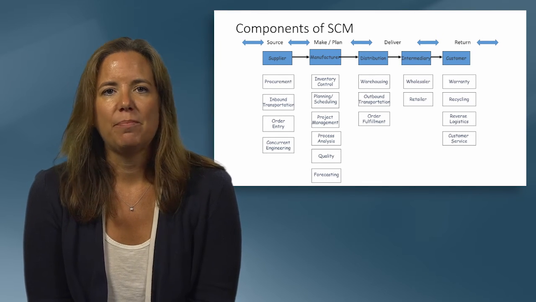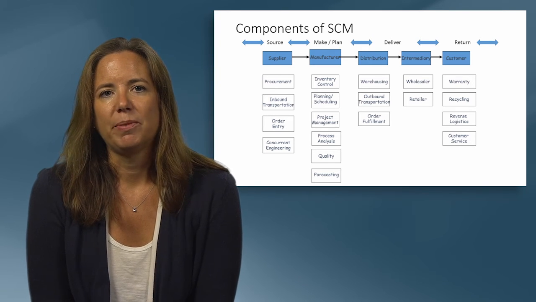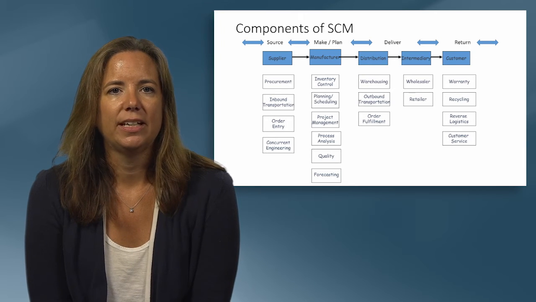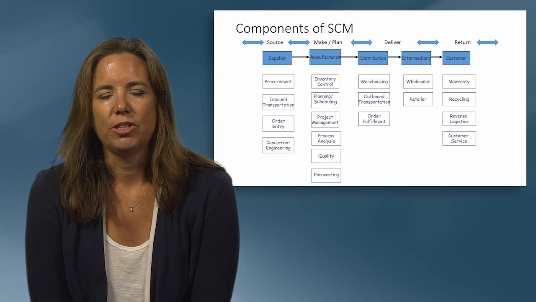In this case, your company is probably the manufacturer, how we talk about it. So you need to get parts from your supplier. In order to do that, you'll see what's involved in terms of company functions include procurement, inbound transportation, order entry, and engineering of those products.